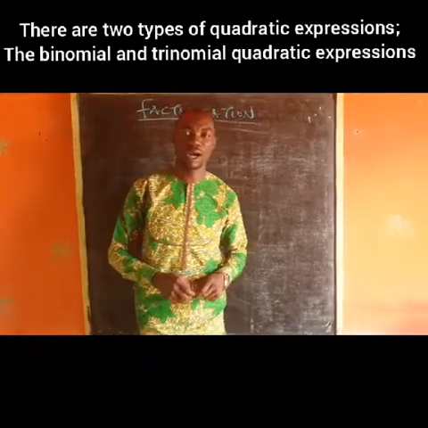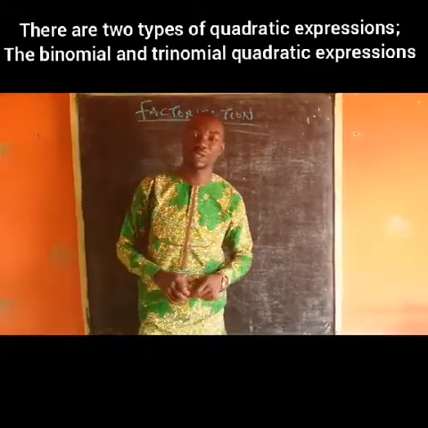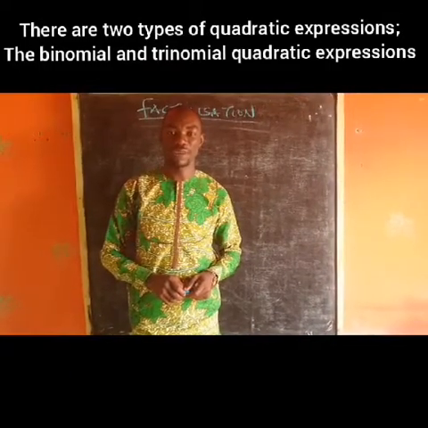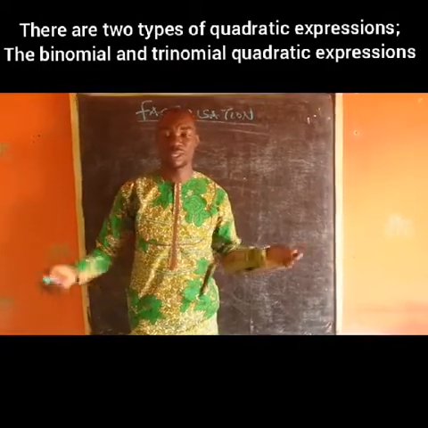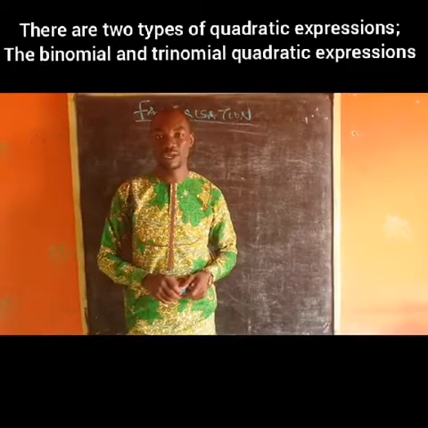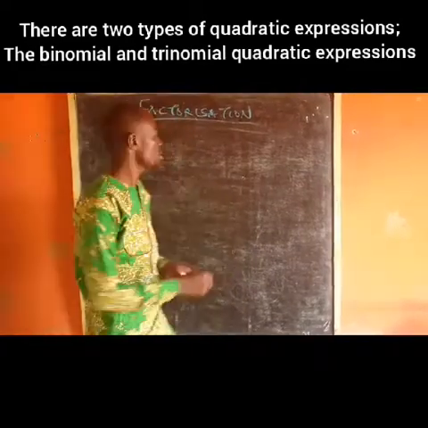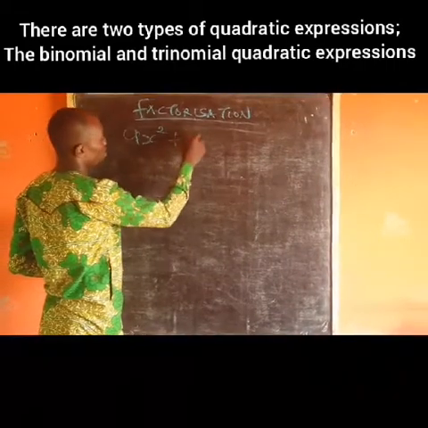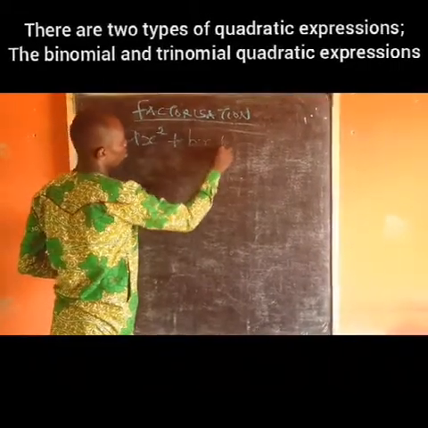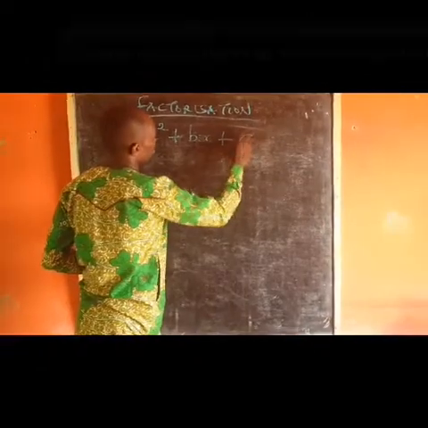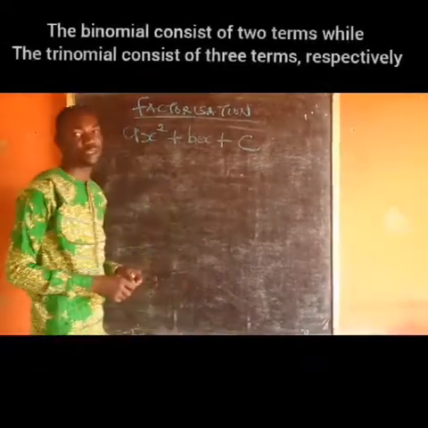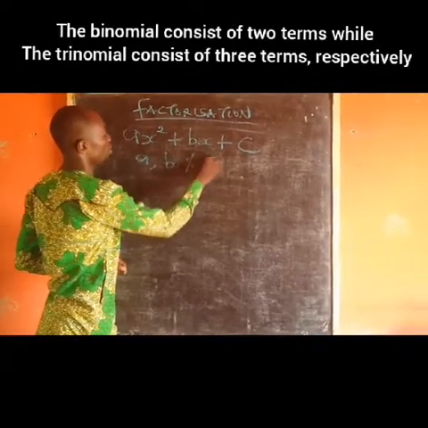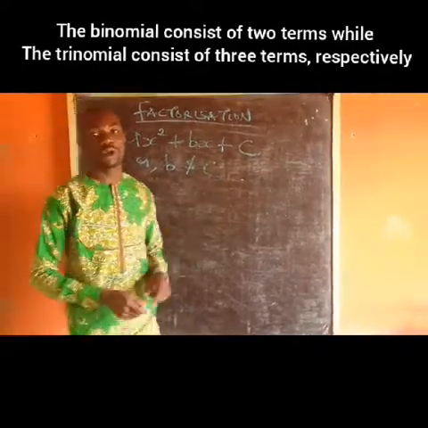And before now, I would like to remind you that in quadratic expression, we have the trinomial quadratic and we have the binomial. The trinomial has 3 terms, while the binomial consists of 2 terms. But this is the general expression of a quadratic equation, where A, B, and C are called constants.